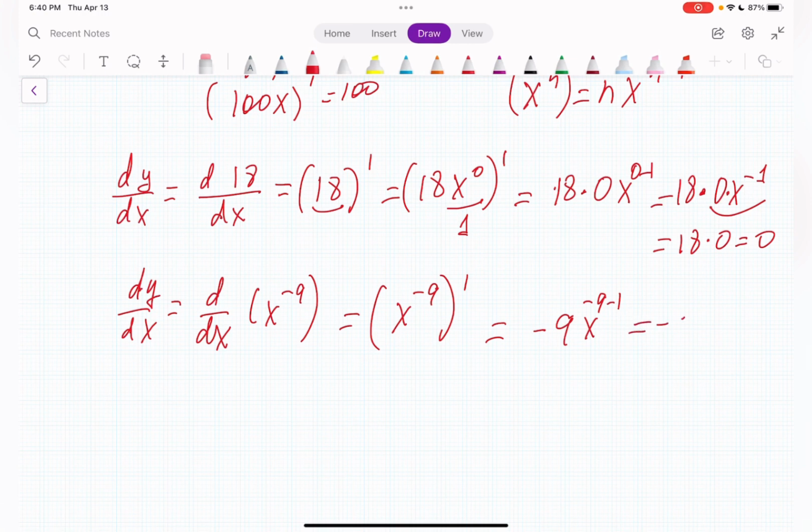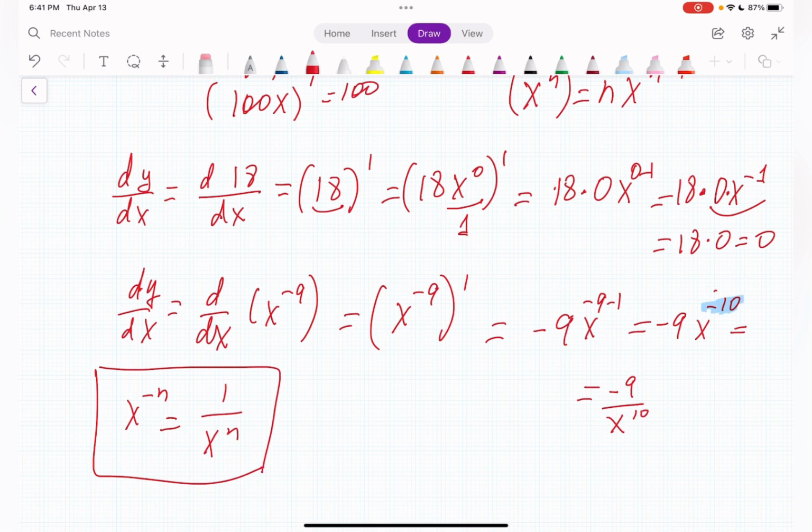And we get negative 9 x to the power negative 10. And negative 9 x to the power negative 10 is equal to negative 9 over x to the power positive 10. Because when you have a negative exponent, it brings the term down. Let me remind you real quick, x to the power negative n is equal to 1 over x to the power positive n. That's the formula for exponents. So here we get negative 9 over x to the power 10, or it can be negative 9 x to the power negative 10. Okay?